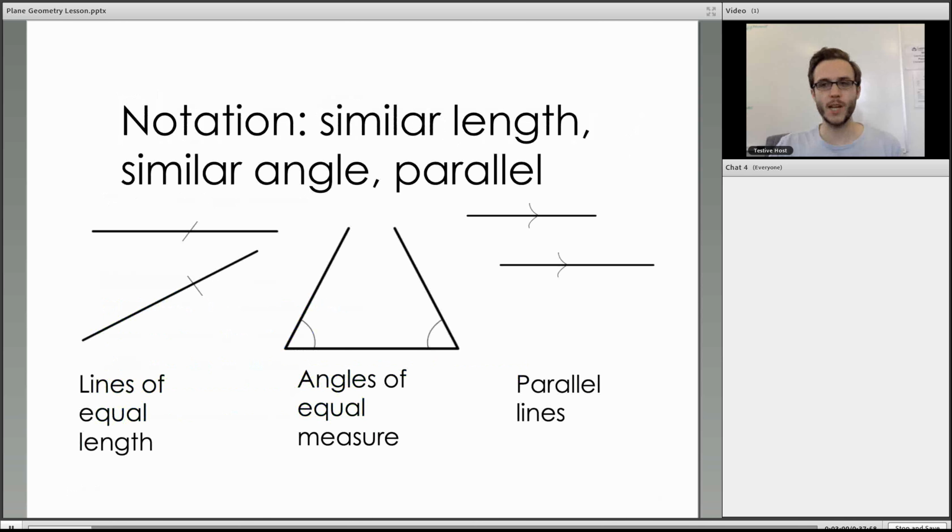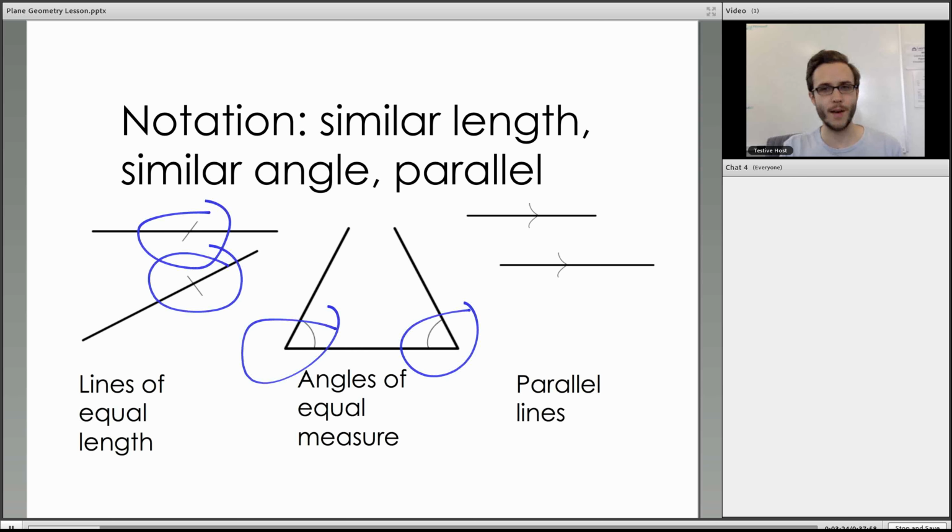So some notation that we're going to be seeing today. We're going to be seeing similar length, similar angle, and parallel lines. As you can see right here, these notches show that two lines are the same length. These arcs show that two angles have equal measure. And these little arrow-shaped notches show that two lines are parallel. All of this is going to be important for us today.